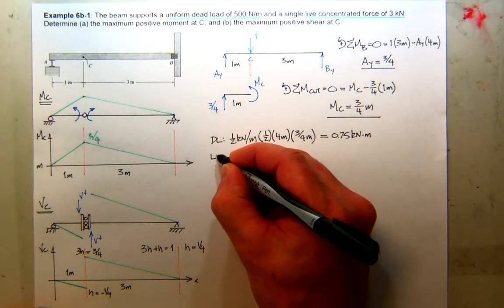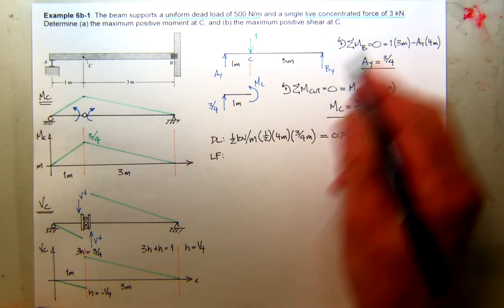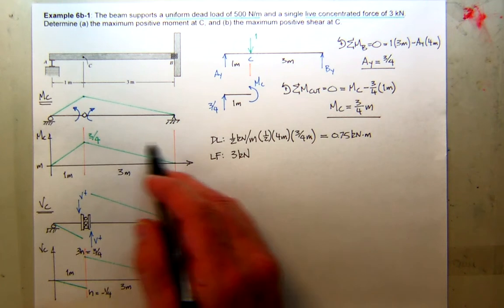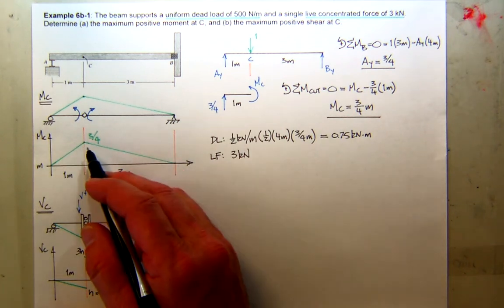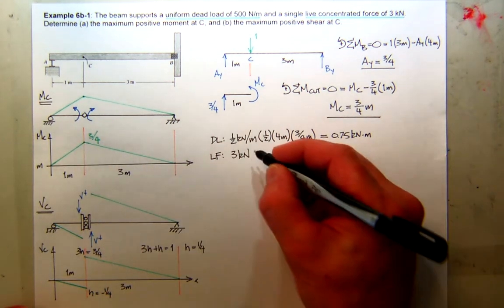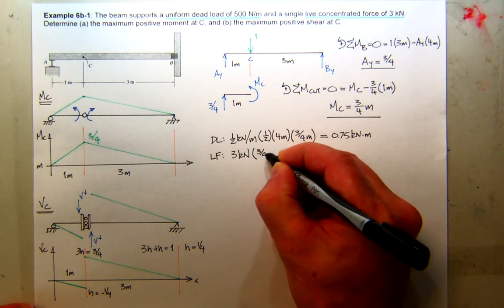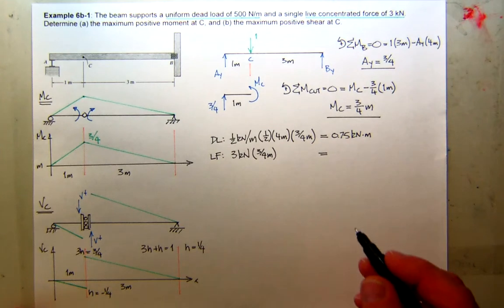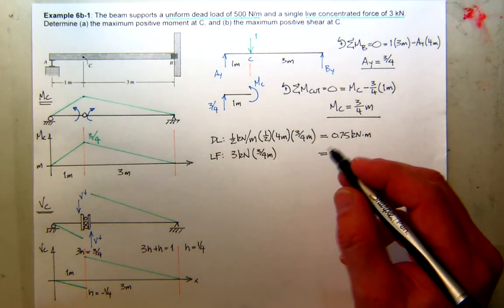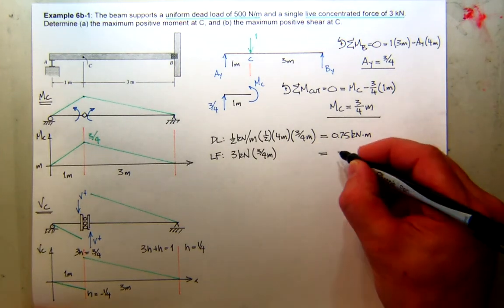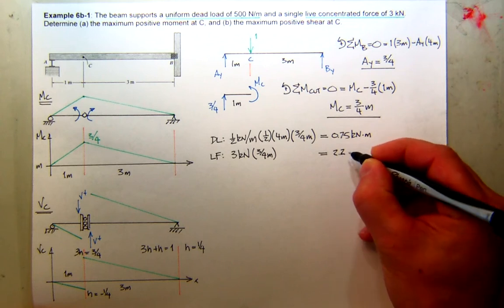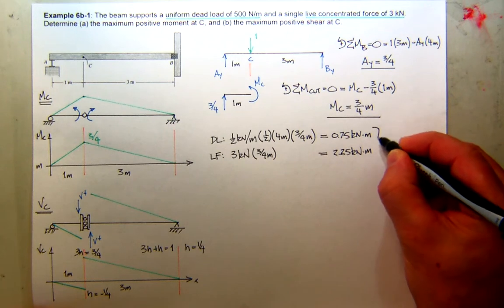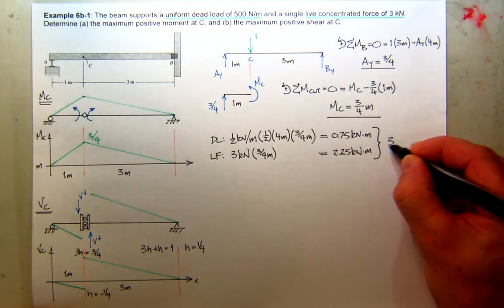Kilonewton meters. And the live force is 3 kilonewtons. Where are we going to put it to create the maximum influence at C? At C, and that influence is 3/4. So we'll multiply that by 3/4 of a meter, and that will give us 9 divided by 4. That's 2.25. Is that right? I think it is. And of course you add those together and it looks like you get 3.